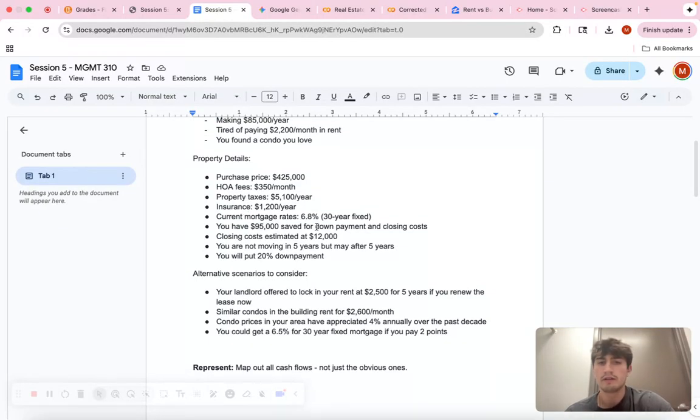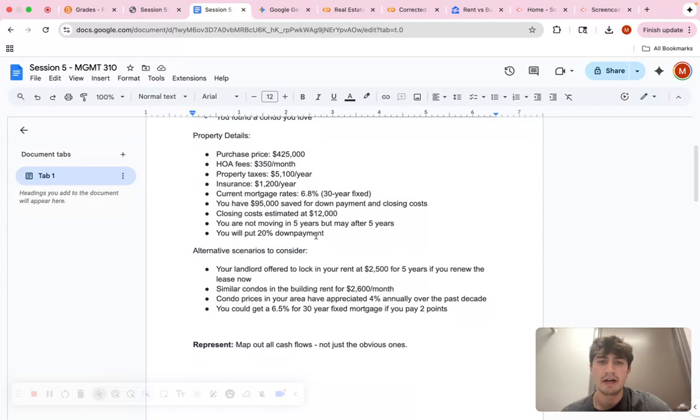Then the current mortgage rates, we have that it's 30-year fixed, so it'll stay the same over this 30 years. And then I have 95K saved for down payment and closing costs. That will come into play later. So closing costs estimated 12,000. And then you're not moving in 5 years, but you might. So we're gonna do this on a 5-year basis. So, and then the 20% down payment, which we will get to later.